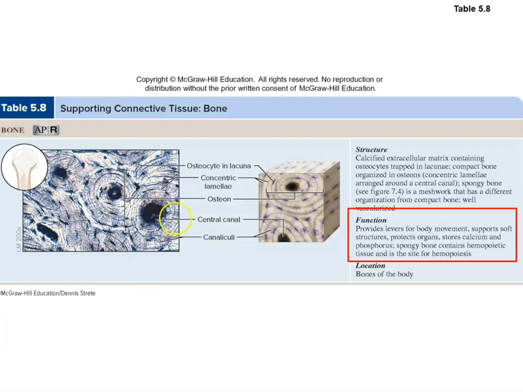So here's what bone looks like under a microscope. And you can see it's made up of these cylindrical structures called osteons. And in the osteon are the osteocytes, right here. These purple-looking cells.